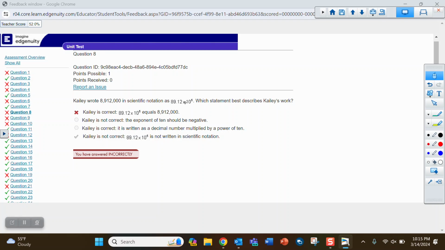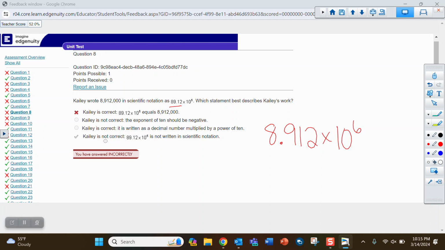So remember that when we write numbers in scientific notation, this factor out in front has to be between 1 and 10. So 89.12 is too big. The decimal needs to be moved in between the 8 and the 9. And since we're making that number smaller, we're moving that decimal one more time. We need to compensate by adding another 10 onto the back of that. So 10 to the 6th instead of 10 to the 5th.